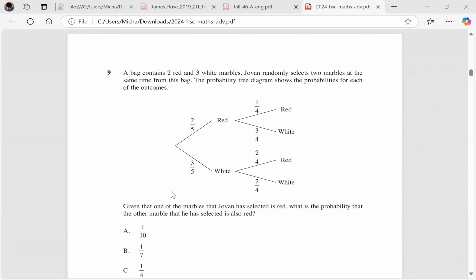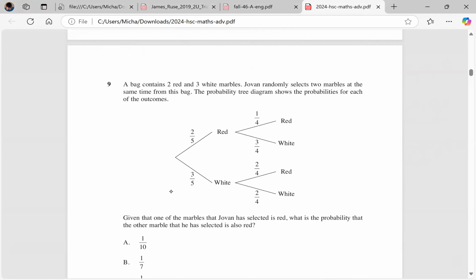Yeah, so if one of them is red also, it means it can't be this. It can't be like this route, basically. So if everything's out of 20, this is like 6 out of 20. So this 6 out of 20 is impossible.